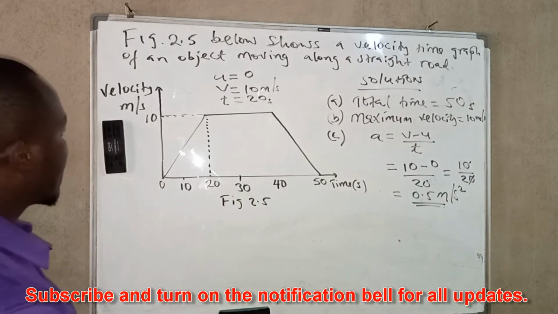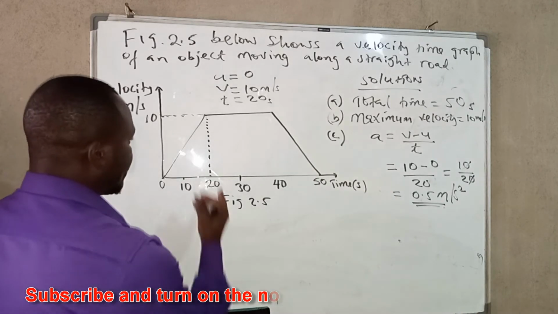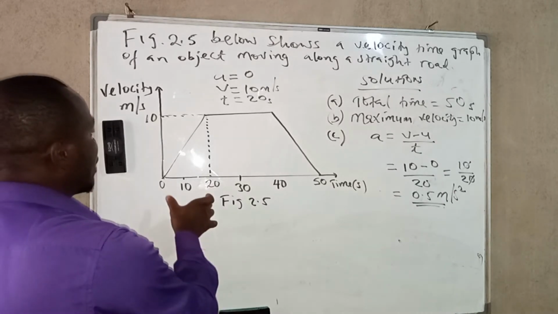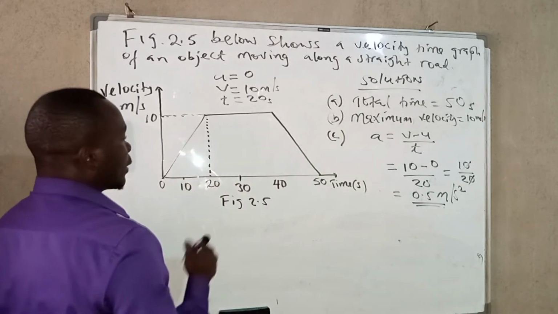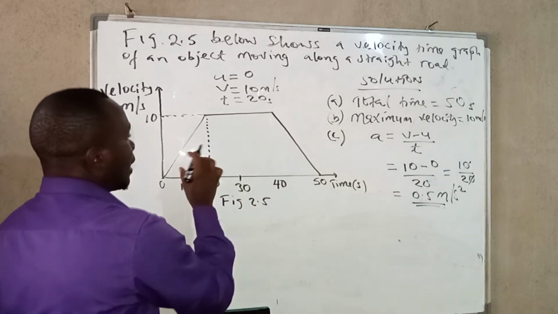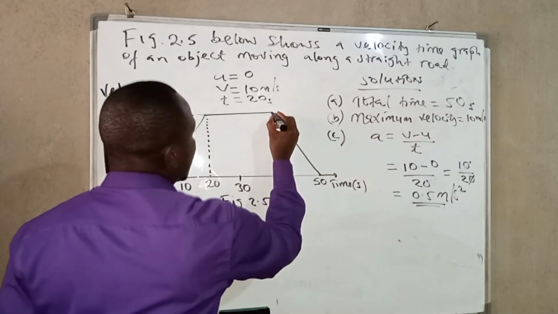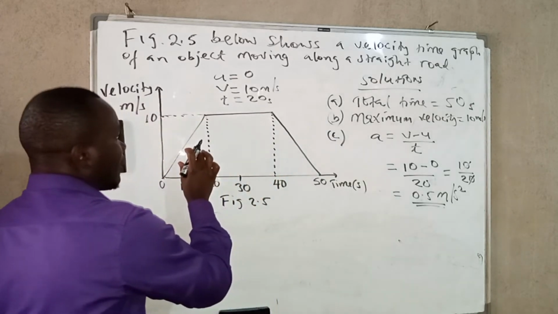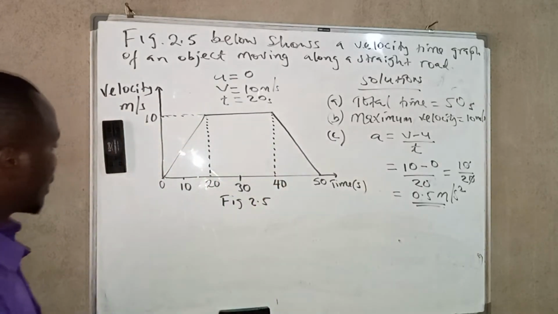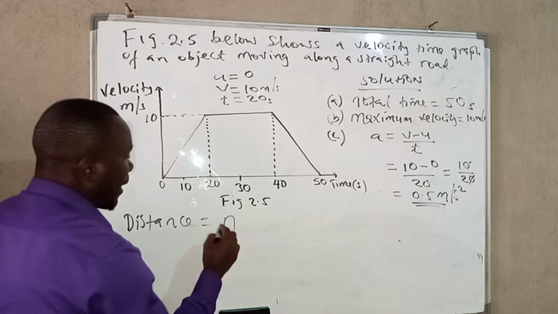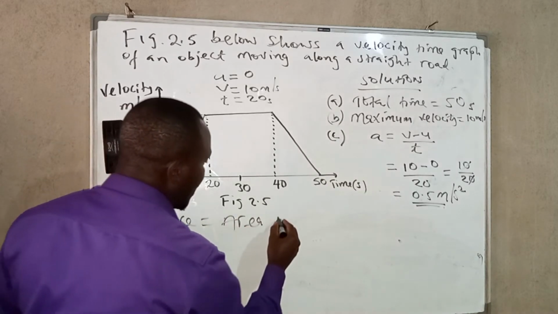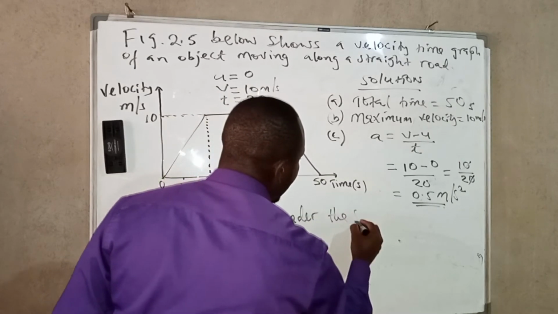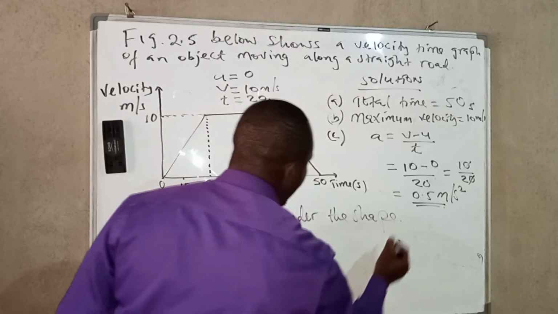So for total distance, we can find the total distance by calculating the distance of this. Okay, so we can segment this into, we find the area of this, and this, because distance is equal to area under the shape of the graph.